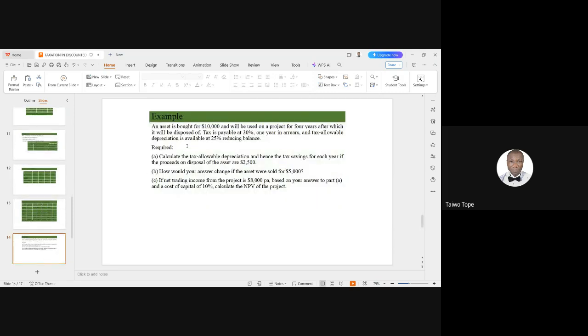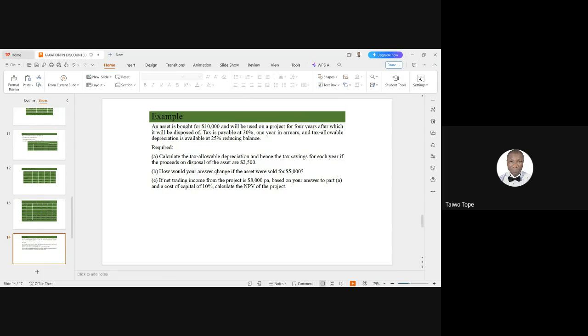We also have another example. An asset is bought for $10,000 and will be used on a project for 4 years, after which it will be disposed of. Tax is payable at 30%, 1 year in arrears, and tax allowable depreciation is available at 25%, reducing balance. Required: calculate the tax allowable depreciation and hence the tax savings for each year if the proceeds on disposal of the asset are $2,500. That is the scrap value here.